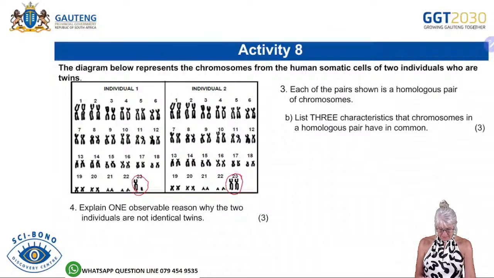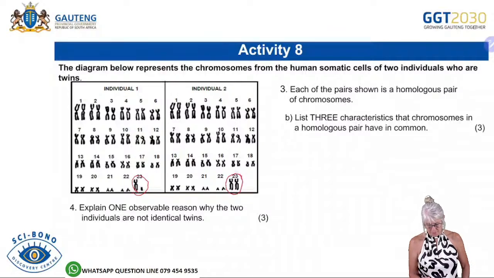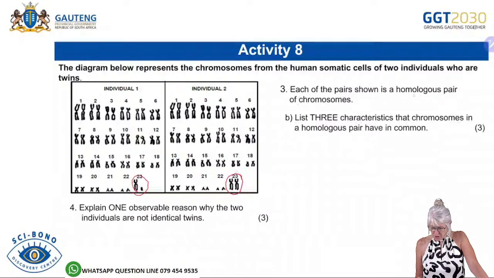So they wouldn't be identical twins. All right, but let's have a look at the questions. Each of the pairs shown is a homologous pair of chromosomes. List 3 characteristics that chromosomes in a homologous pair have in common.